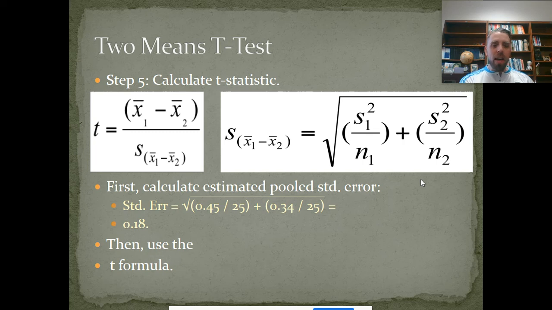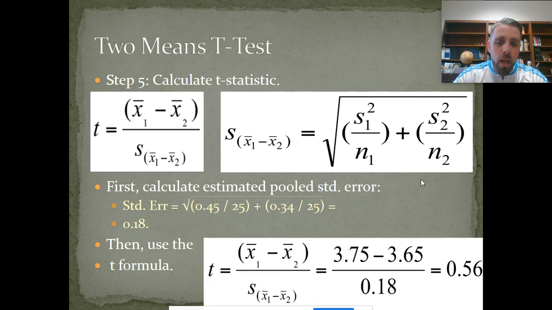So using the T formula then, I will construct the following equation based on my knowledge of the sample characteristics. 3.75 minus 3.65 divided by 0.18. So using this formula here and the notations that you have in your notes, please try your hand at this. Okay, and running through the formula, we should have gotten 0.56. 3.75 minus 3.65 divided by 0.18 will give you 0.56. That's it. That is your observed t-statistic.